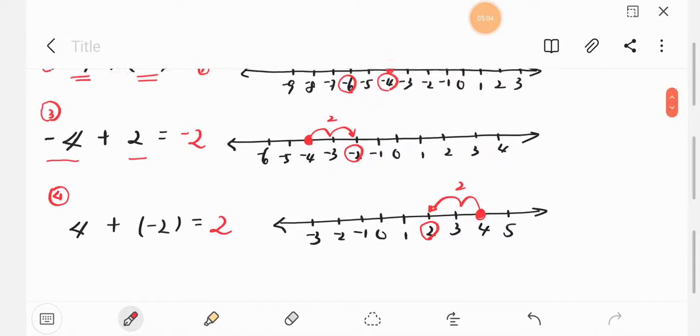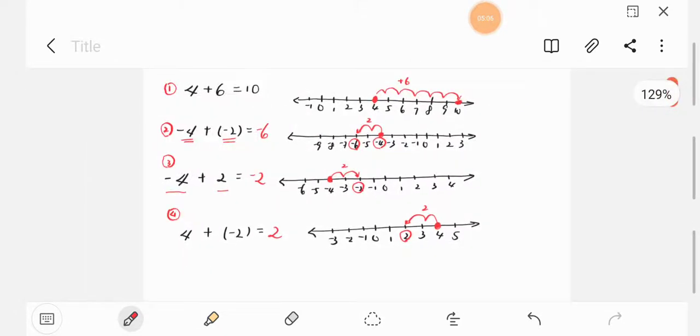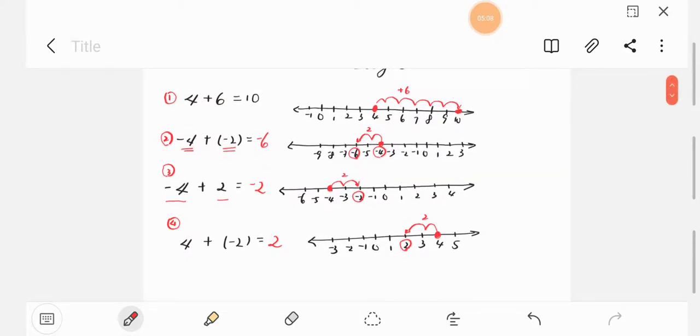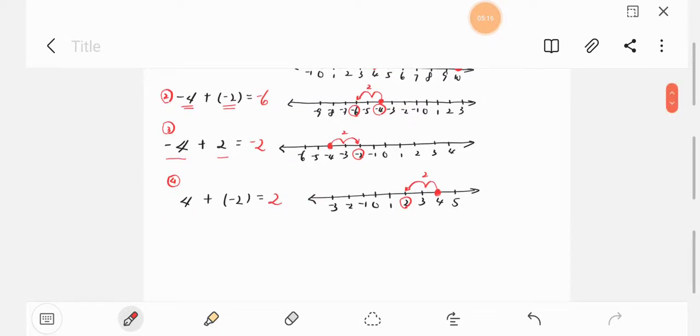So there are 4 different examples. The first 2 examples are adding 2 numbers with the same sign. Examples 3 and 4 are adding 2 numbers with different signs. There are rules for this, so let's check how the rules look.